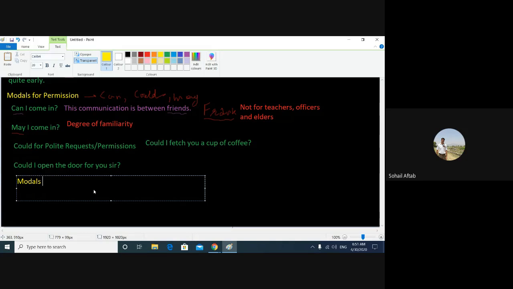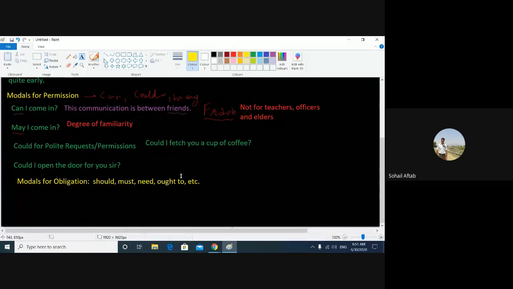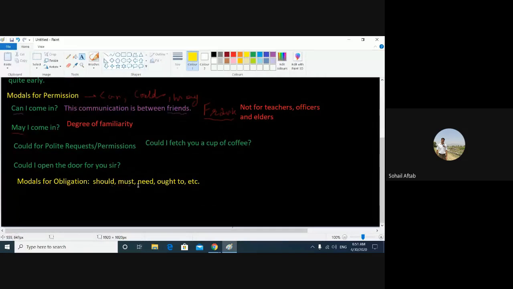Modals for obligation. Okay. And what are these modals? Should, must, need, ought to. These are some of the modals. Should, must, need, ought to. Should and must, they are clear. Now there is a difference between should and must. Now what is the difference?